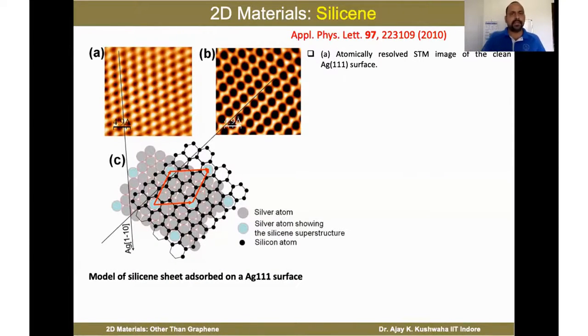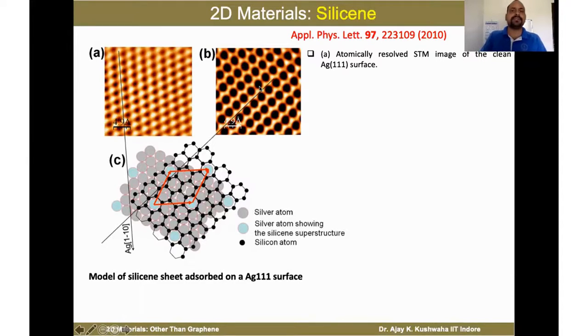So basically, if we are willing to grow silicon monolayer or bilayer, first of all we have to develop the silver substrate, and you can see all atoms are perfectly visible here, and they are also having very perfect atomic alignment. And figure B shows once this silicon is deposited, so you can see these bright atoms, basically these are the silicon atoms. So these are the silicon deposited over these silver atoms.